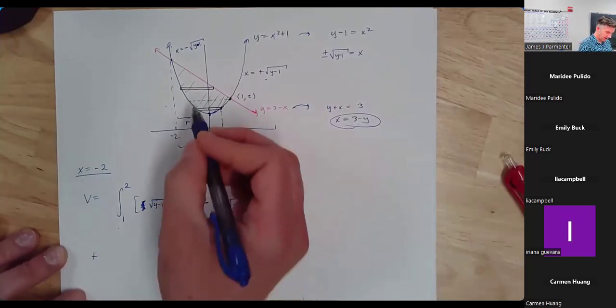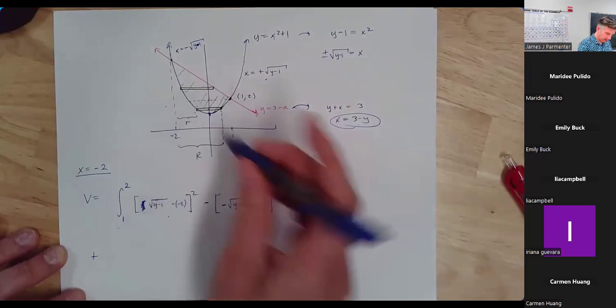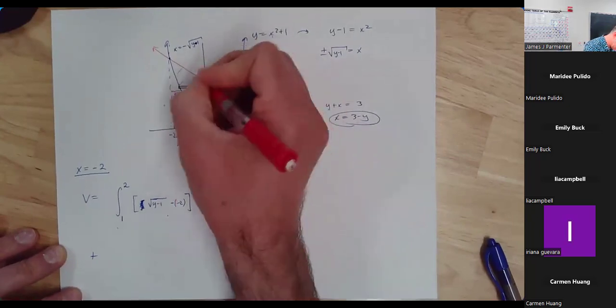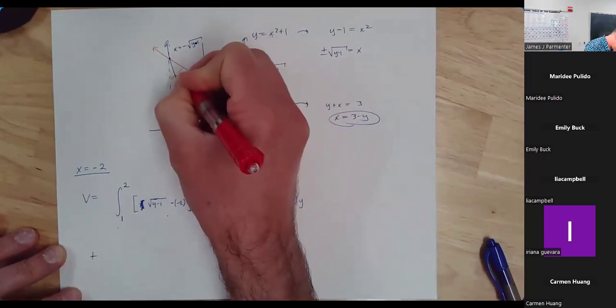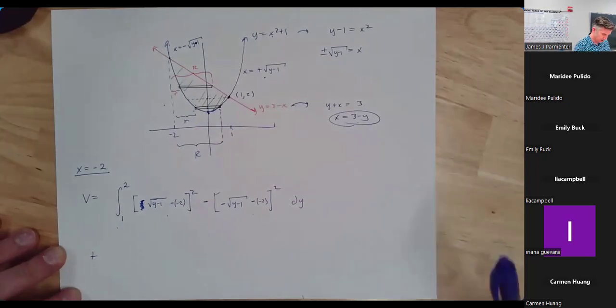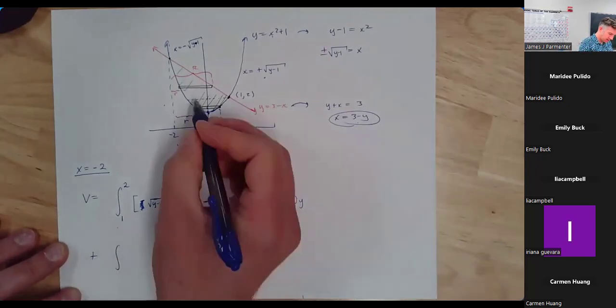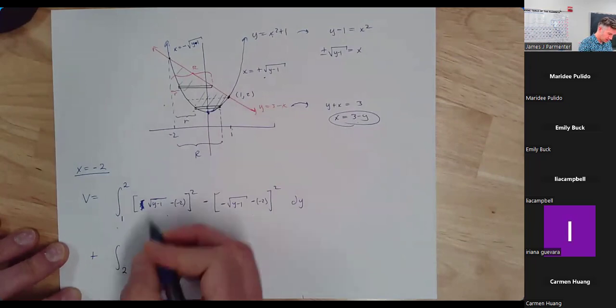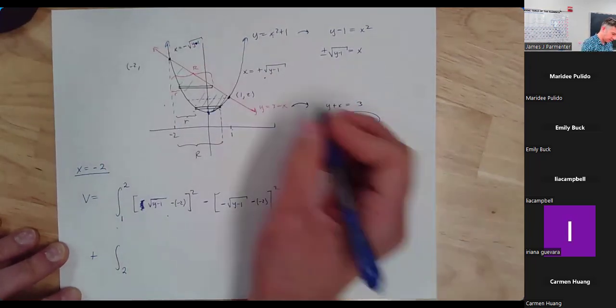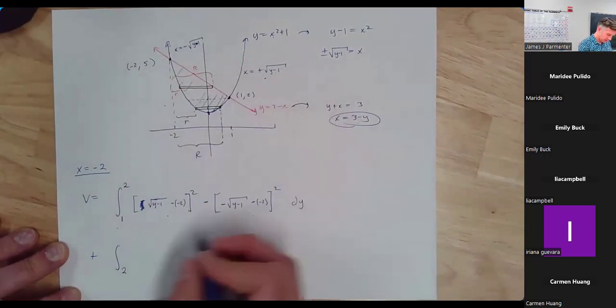Plus, the second half is now going to be this strip here. So now, here's my inner radius. There's my outer radius. So it's going to be the integral from as low as 2 to as high as, we got to find this point over here as well. When x is -2, y is going to be 4 plus 1, which is 5.